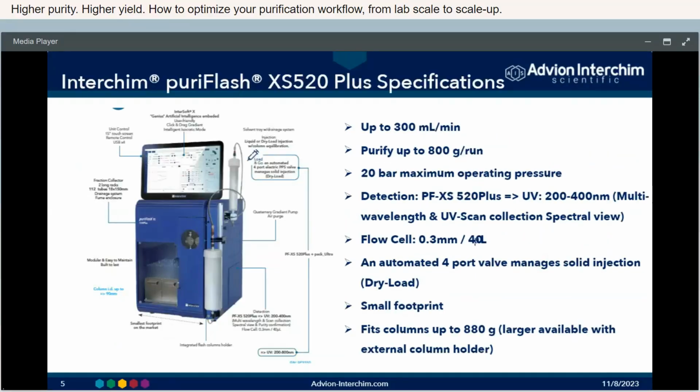Okay, and then we will also look at the PureFlash XS520 Plus. Again, this is our workhorse instrument for flash purification. It has a pump that allows you to run up to 300 milliliters per minute. It fits columns up to 880 grams in the standard format, but it's also available with a larger external column holder to fit larger columns. It's got a max operating pressure of 20 bar, and it will really allow you to purify up to 800 grams per run. So you can do it from medchem scale all the way up to process scale chemistry with this one instrument.